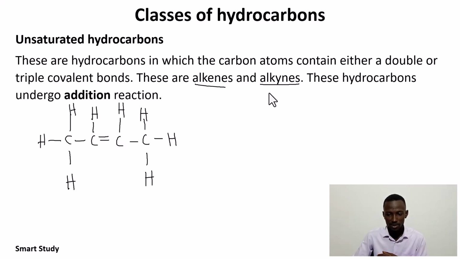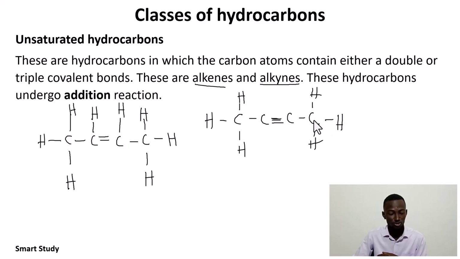Another unsaturated hydrocarbon is the alkyne. So let me pick 1, 2, 3, 4. Let me just use this one. Let's say we have a triple bond here. So this will have hydrogens around it. Same applies to this: 1, 2, 3, no hydrogen here, no hydrogen here, then we have hydrogen here. Don't worry, I will teach you how to draw the structure and how to name each of them in later videos. So the presence of the double or the triple bond makes alkenes and alkynes unsaturated hydrocarbons.